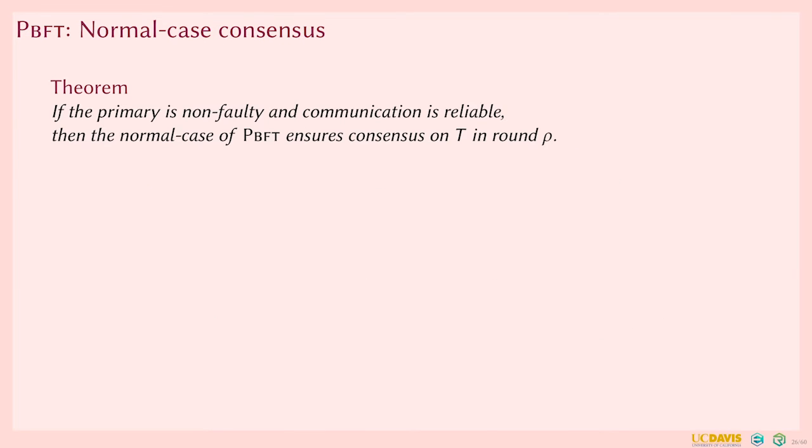In the normal case, if communication is reliable and the primary is good, then this will just always work, and there's no extra steps necessary to make the system work. But of course, we also need to deal with faulty behavior of the primary.